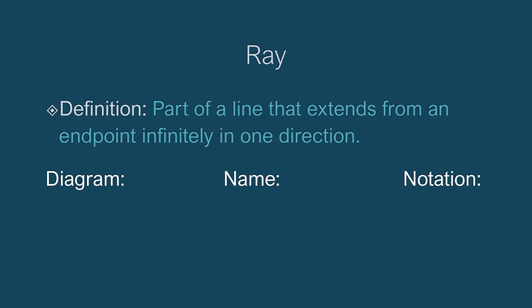A ray is a part of a line that extends from an endpoint infinitely in one direction. So for the diagram, you have your endpoint, which in this case we're making D, and then it extends infinitely in another direction. We'll call this point E. And that should be a closed circle. I obviously cannot make it closed for some reason here. So your name then would be ray DE.